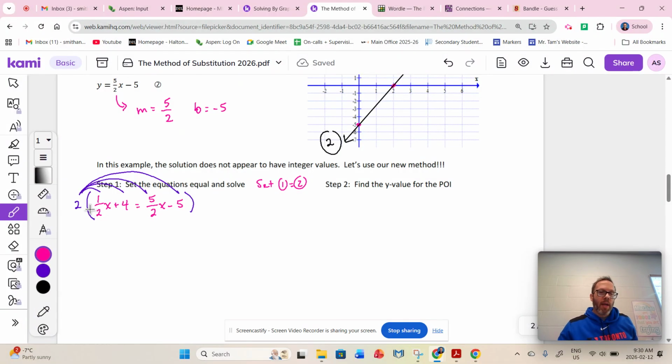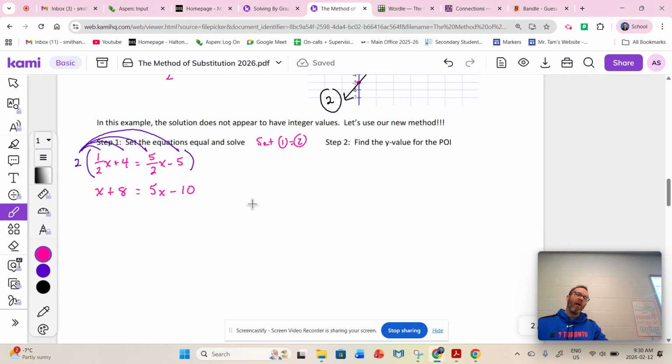So what do we get? We get 2 times a half is 1, so we have 1x. 2 times 4 is 8. 2 times 5 divided by 2, that is exactly 5. And 2 times negative 5 is negative 10. So that does not look so bad.